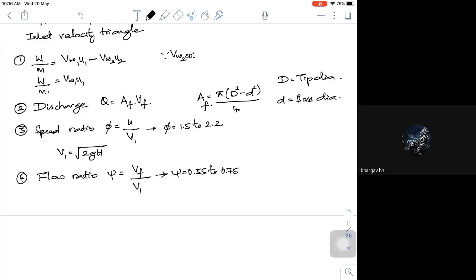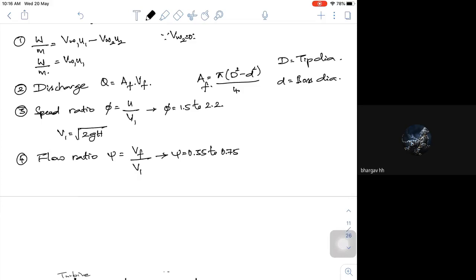And the diameter ratio, we have what is called the diameter ratio. That is the diameter ratio of hub to tip. If it is not given in the design, I can take this number from 0.35 to 0.6. So these are the design parameters for your Kaplan turbine.